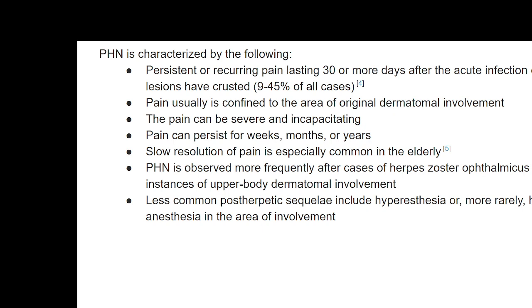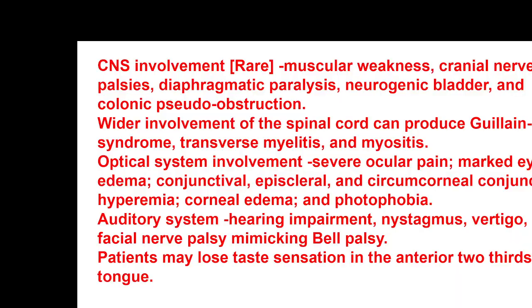Sometimes there could be hypersensation, or at times it could be loss of sensation or reduced sensation. Rarely there could be patients having a complication of CNS involvement or muscular weakness, cranial nerve palsies, diaphragmatic paralysis, neurogenic bladder, and colonic pseudo-obstruction, or wider involvement of the spinal cord producing Guillain-Barré syndrome-like conditions, or transverse myelitis or myositis. Guillain-Barré syndrome and transverse myelitis we will discuss later on in other contexts as well.